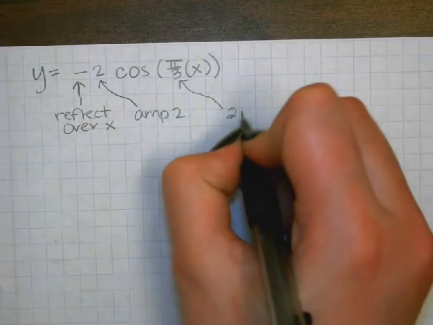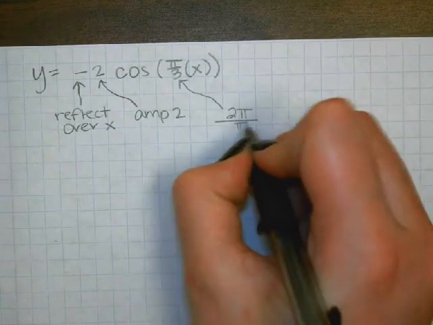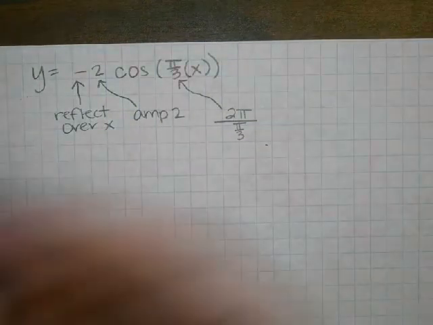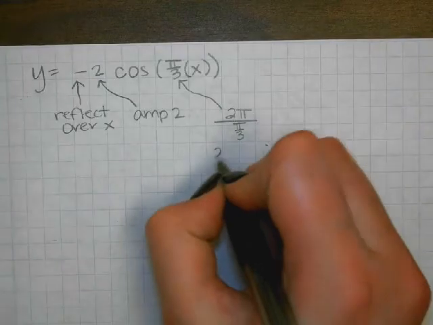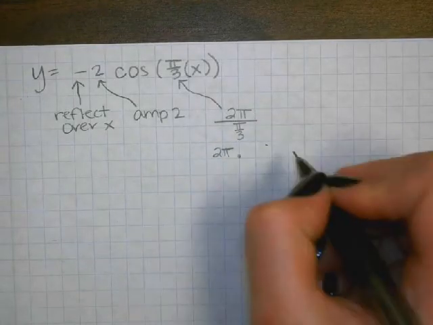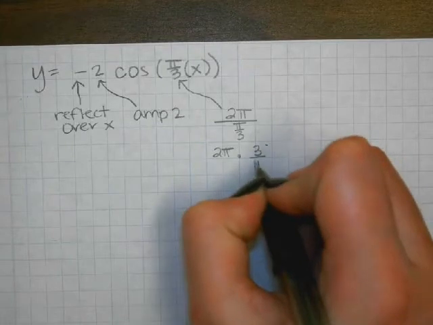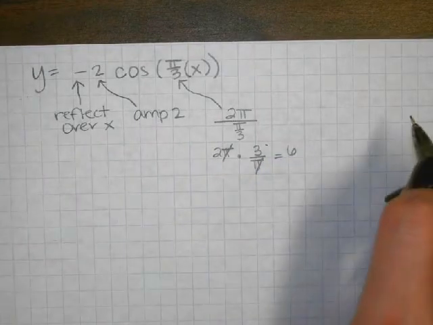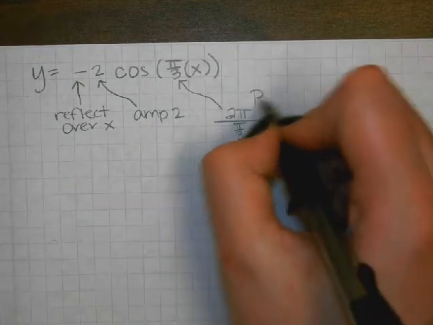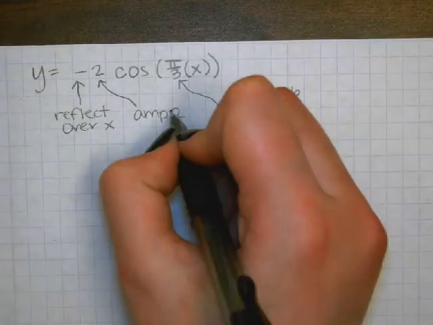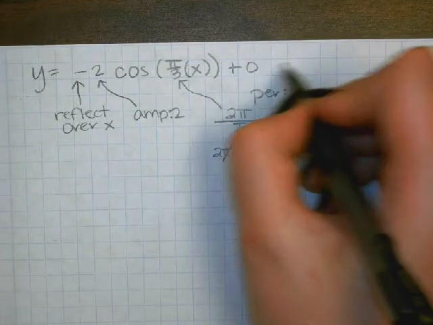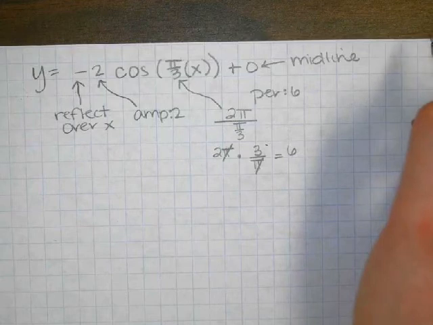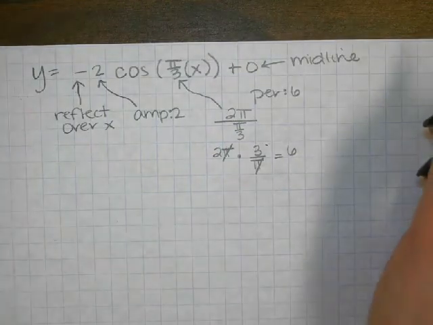So what I'm going to do is 2 pi divided by the b value, which is pi thirds. And this one requires a little bit of math to figure out what the actual period of the graph should be. So I'm going to do keep it, change it, flip it. So 2 pi, change to multiplication, flip 3 over pi. And so the pi's will cancel, and that just equals 6. So the period of the graph is 6. Okay, and then on the end we would have had a plus 0, and so that means that 0 is the midline.